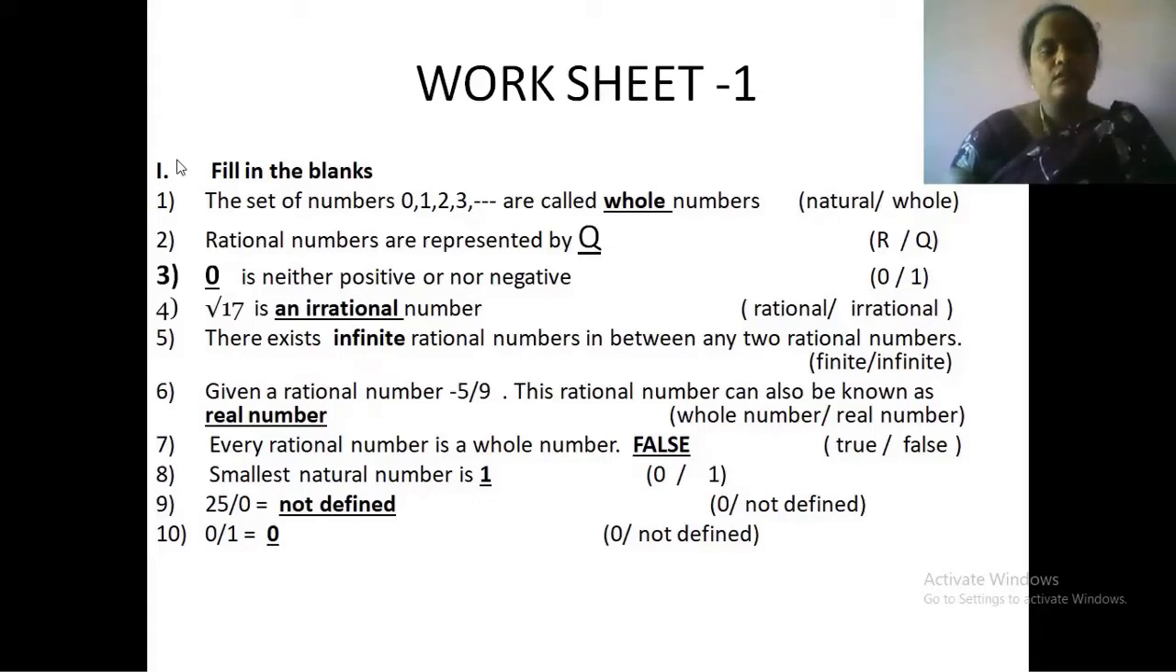Fourth one, root 17 is dash number. It is an irrational number. 17 is not a perfect square, so it is an irrational number. Fifth one, there is dash rational numbers in between any two rational numbers. The answer is infinite. Sixth one, given a rational number minus 5 by 9, this rational number can also be known as dash.